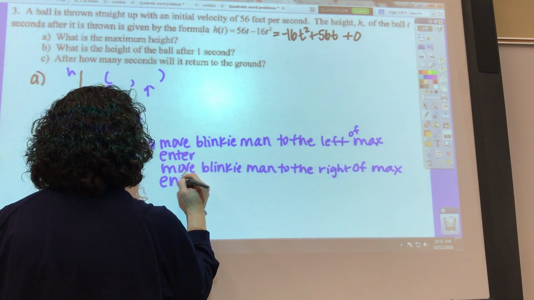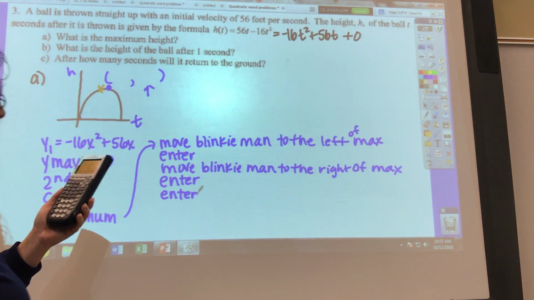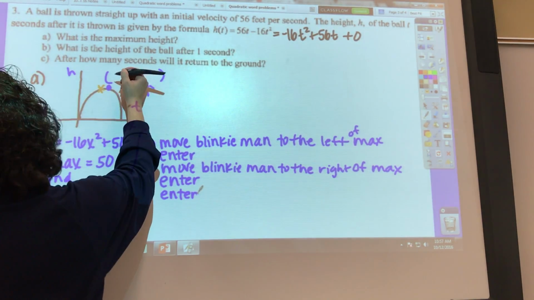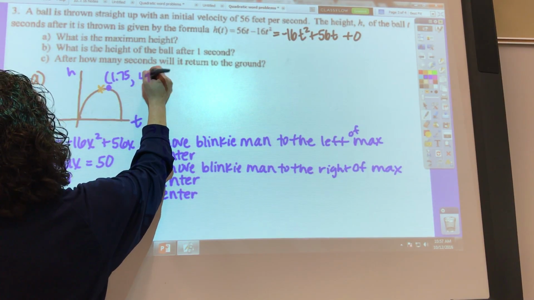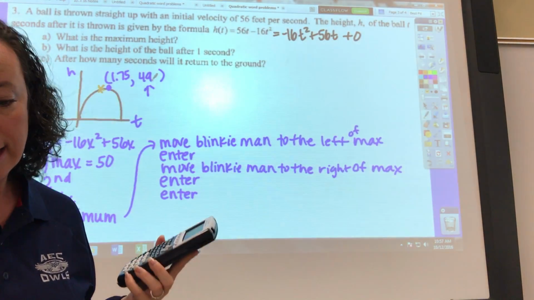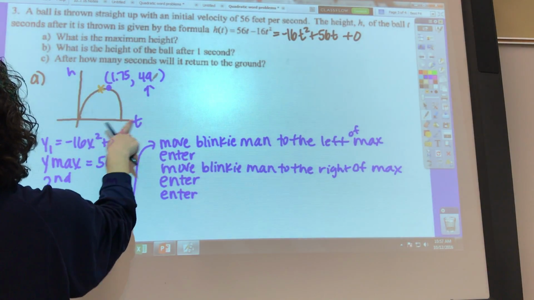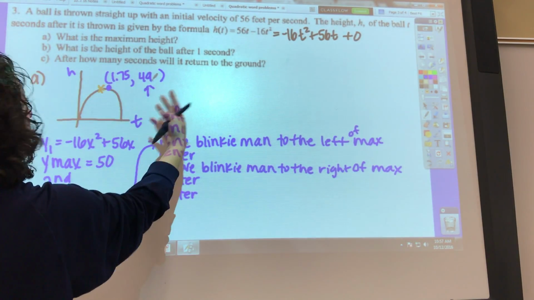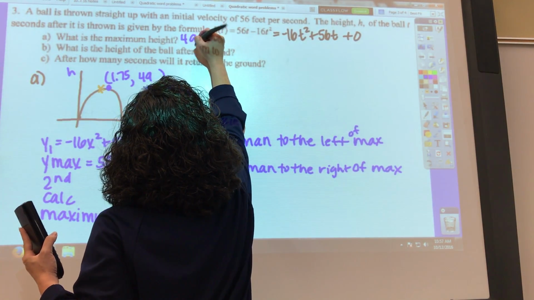Always through guess, you hit enter. So you're going to hit enter again. So enter. And it'll calculate it for you. It just told me that that maximum is 1.75 comma 49. Now, we're still on part A, and it says, what is the maximum height? So what is it? Is it 1.75? No, because that's time. It occurs at 1.75 seconds, but the maximum height is actually 49 feet.